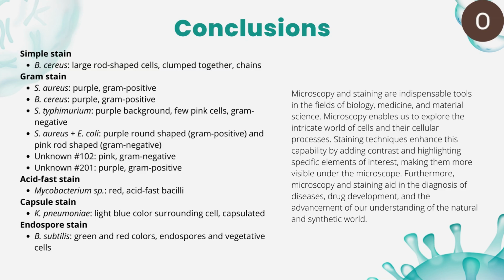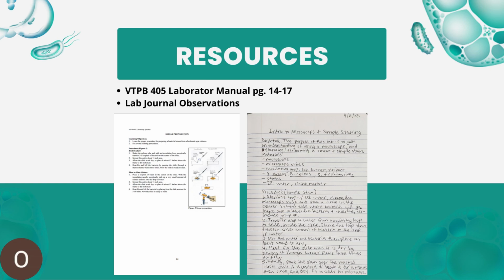For the endospore stain, which helps to identify the presence of an endospore and tells us if the bacteria produce endospores, the endospores will appear green and the vegetative cells will appear red. And here we did see green and red colors, which showed the presence of endospores and the vegetative cells for B. subtilis.